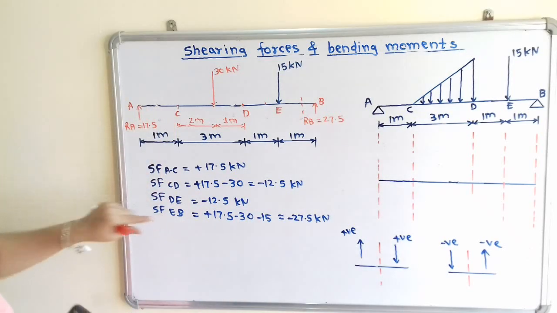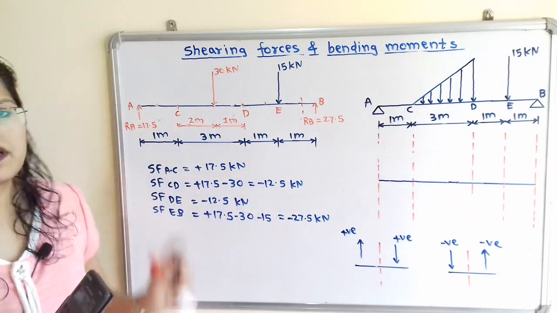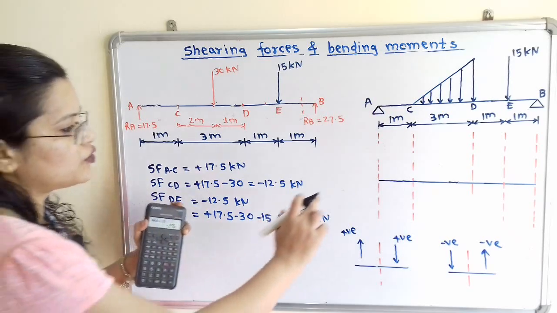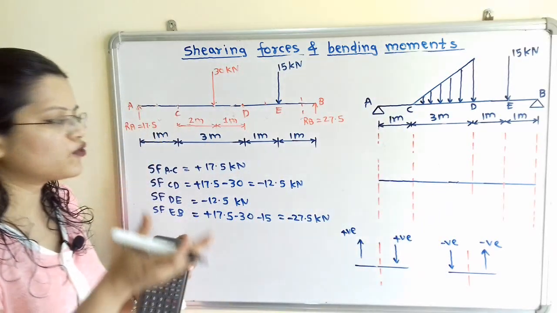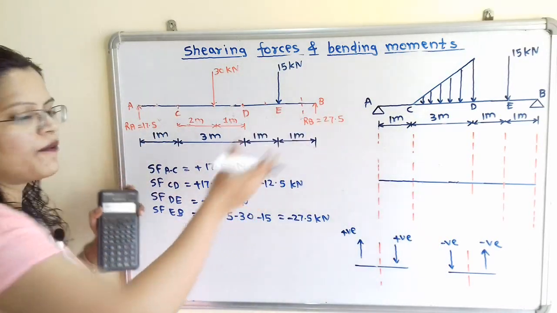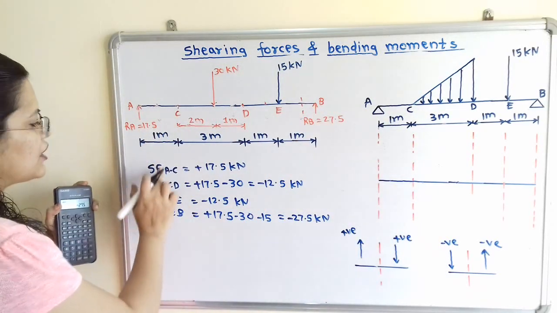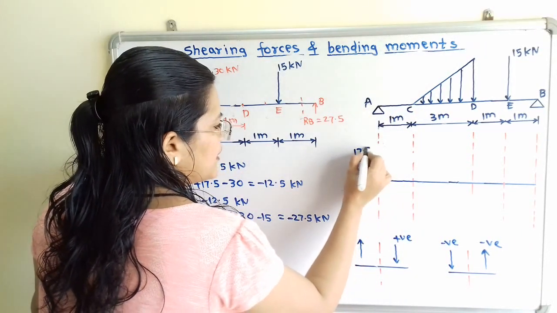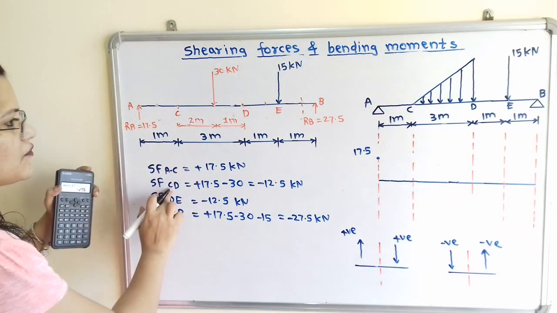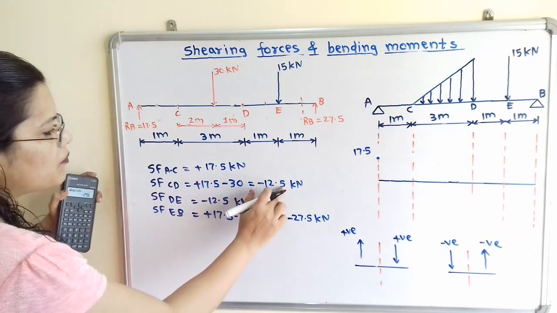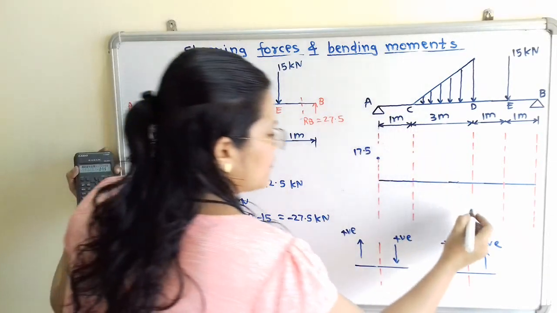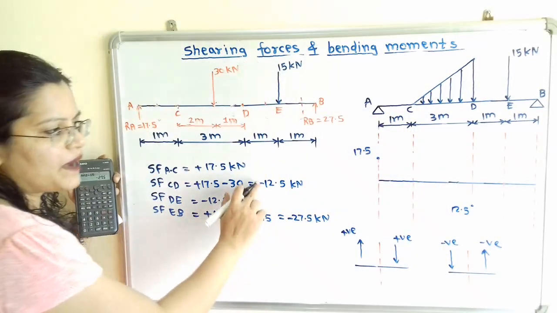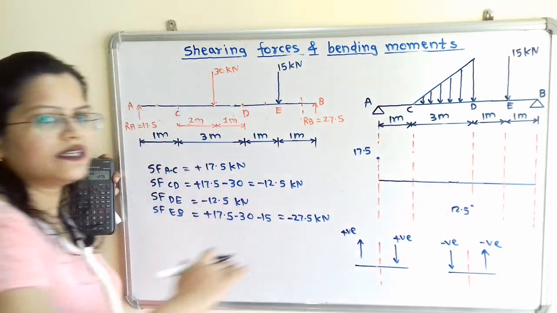Now this shear force data is available, so we will draw the shear force diagram. So we have to first show one baseline, and we have to plot the positive values in upward direction. So for the section AC it is plus 17.5, so I will plot here 17.5. Then next for CD it is minus 12.5 kilonewton, so I will plot here the value 12.5. So because of this minus sign we will plot below the baseline.